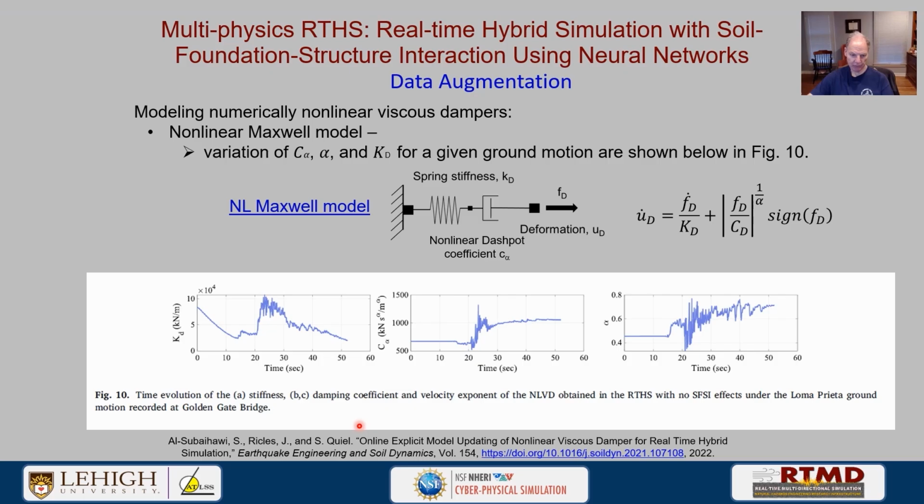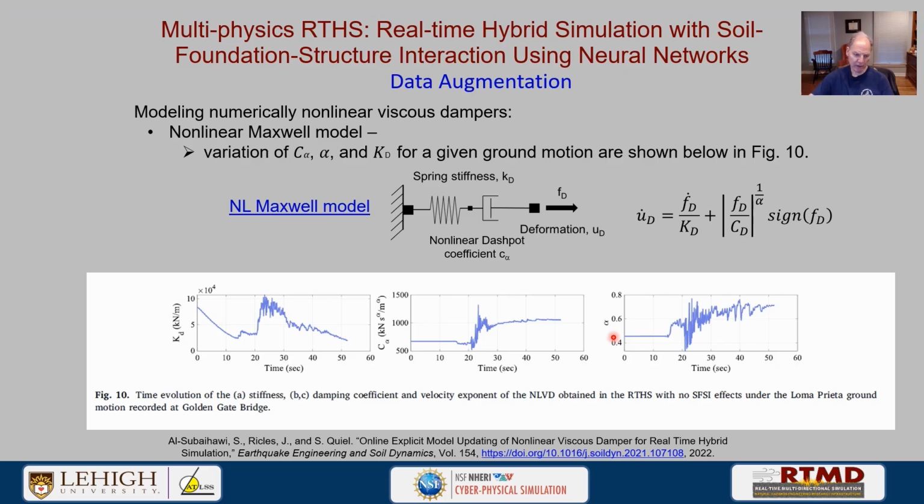And we also did simulations, and you can show here the variation in time of the dashpot coefficient. We see the variation, the stiffness, not the dashpot coefficient. Here we have the variation in the dashpot coefficient. And here the exponent. This is an evolution of the neural network model due to online model updating, which comes from measured physical data.